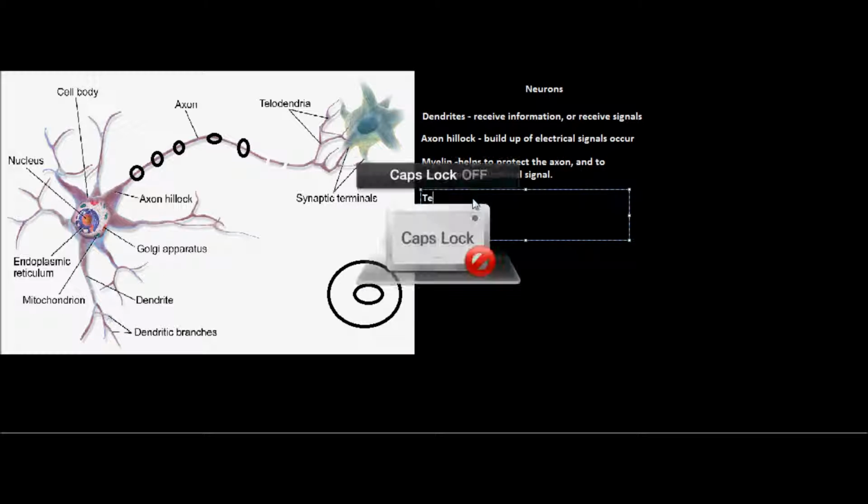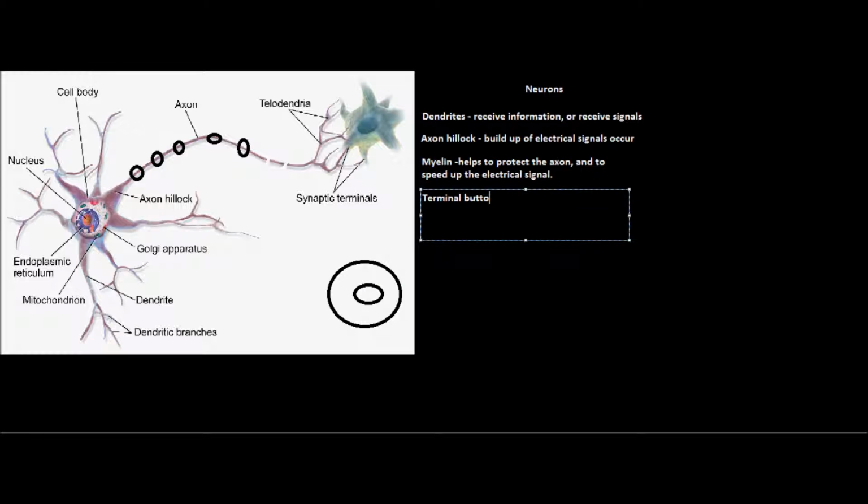And so this is where it gets very tricky. But yeah, the terminal buttons house the various neurotransmitters that we tend to associate. Okay, so that's very important to understand. And in terms of understanding all of this, again, understanding these things takes a lot of practice.